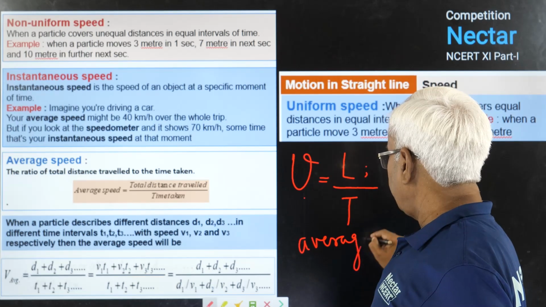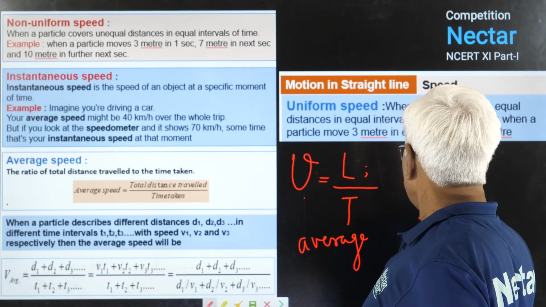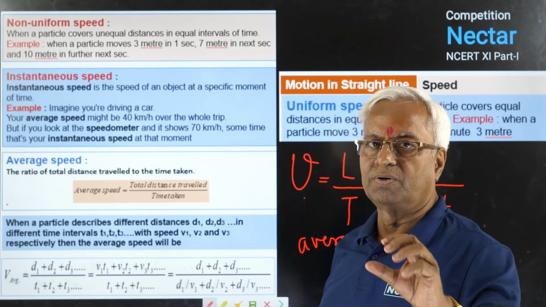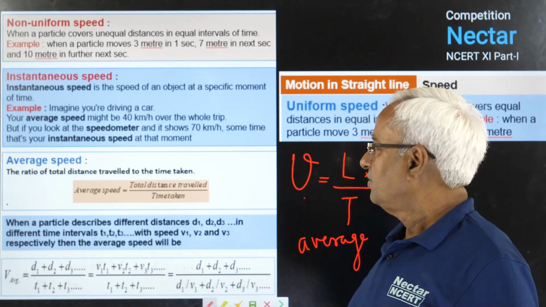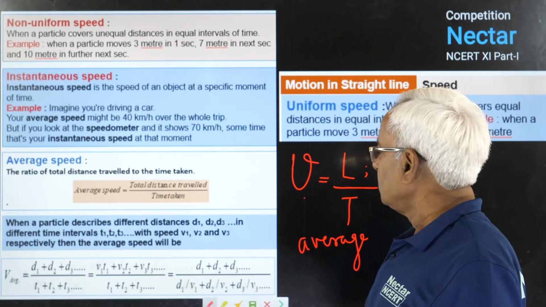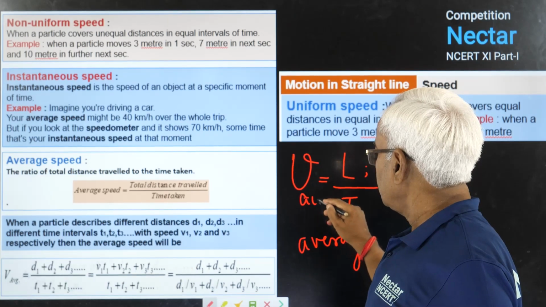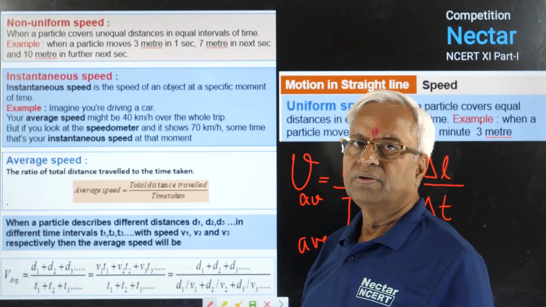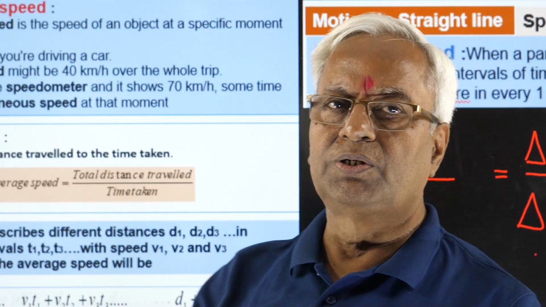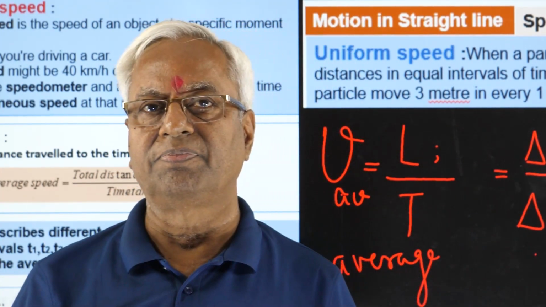And when you say average speed, here we consider some time interval, some size of time. Similarly, the distance traveled in that particular time. This is known as average speed. Average speed means you are considering a particular interval of time.